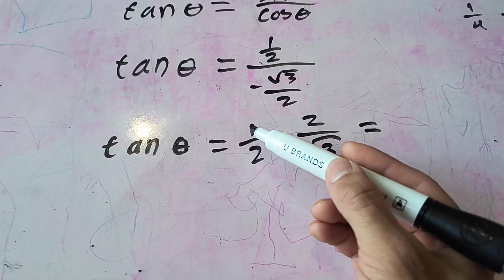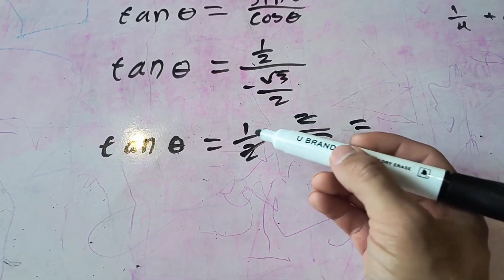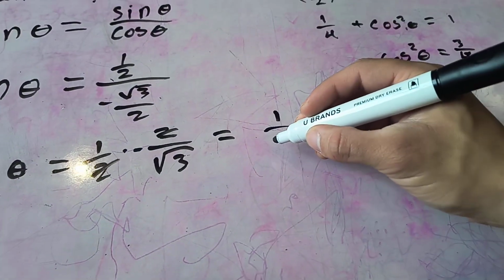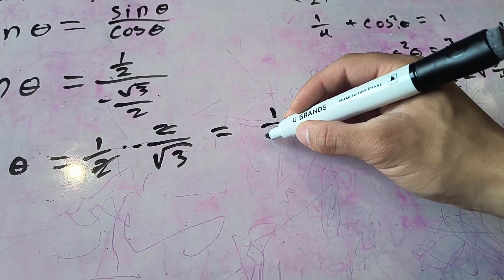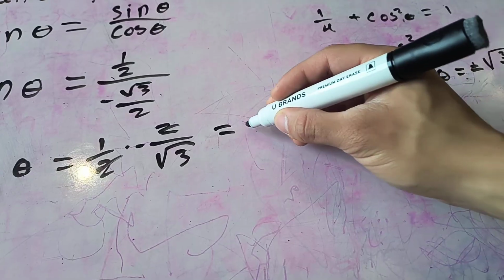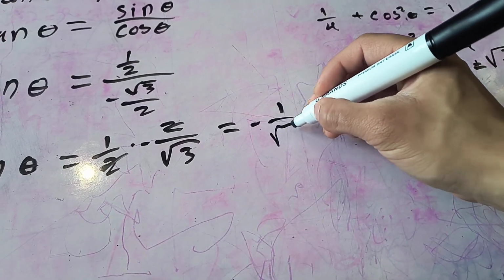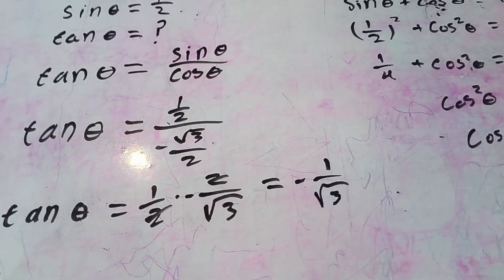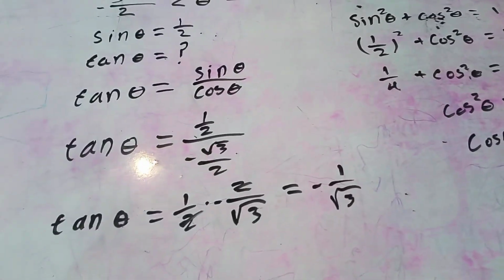They cancel out. These two 2s cancel out right here, and you'll be left with 1 over negative square root of 3, which is negative 1 over square root of 3. And that is tangent of theta. Yay, we did it! Okay, students, cool.